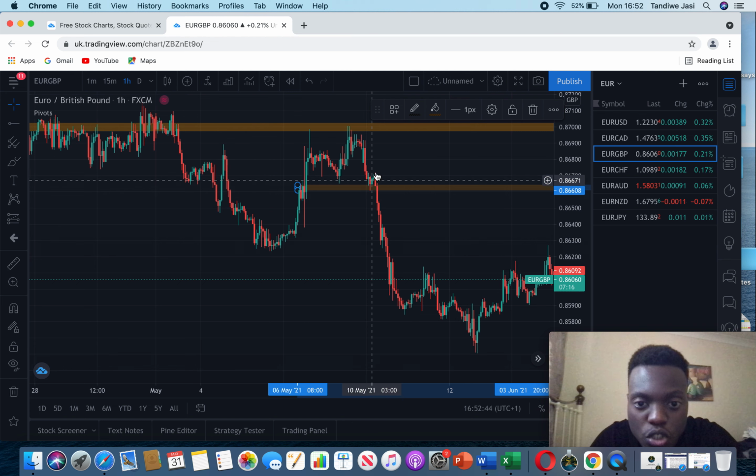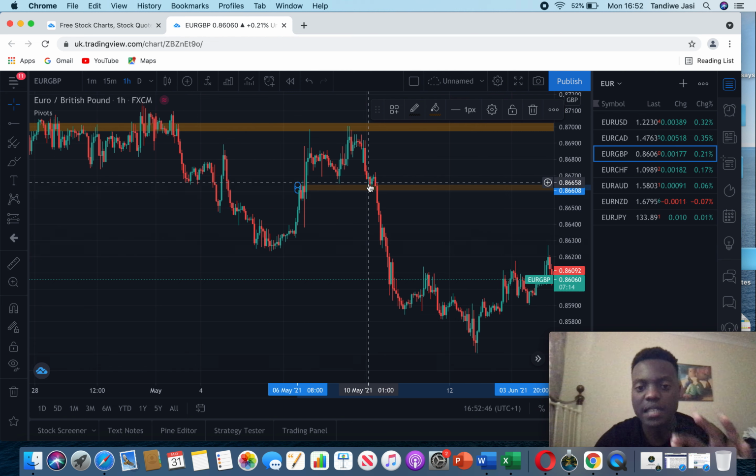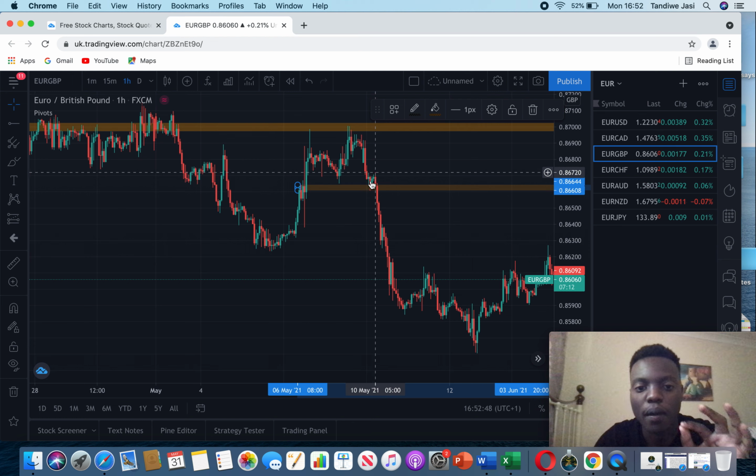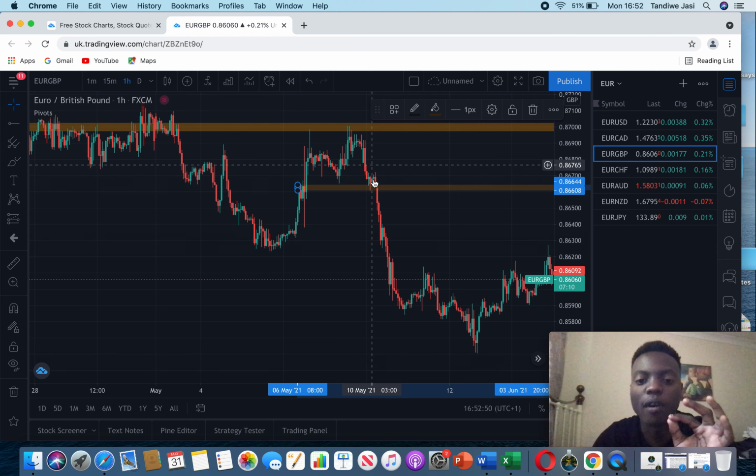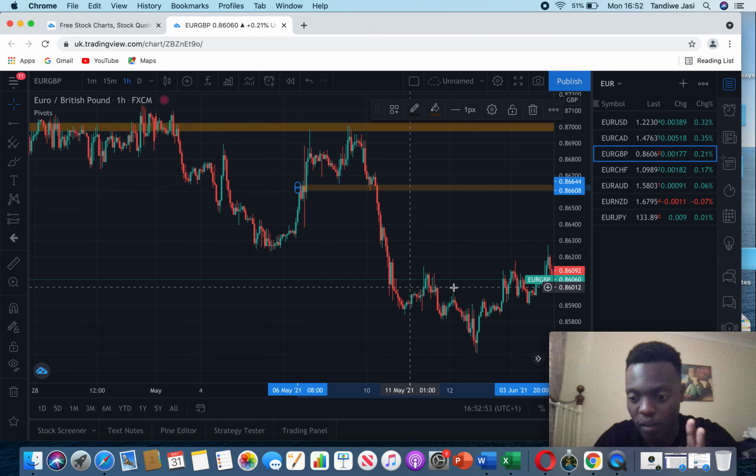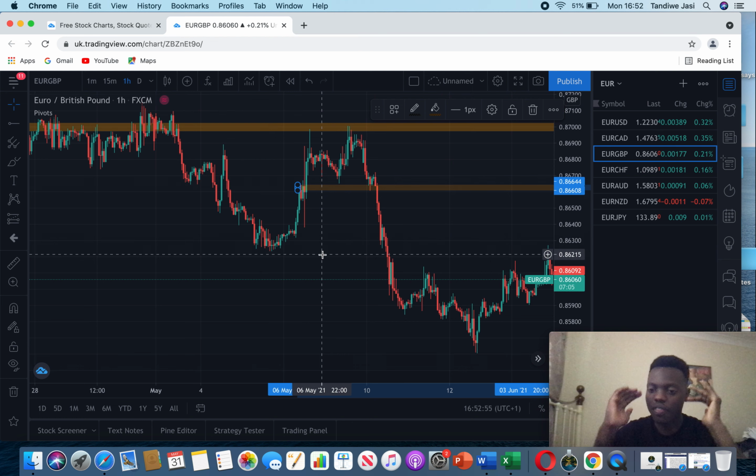Then we had this short, brief sideways move, and then the market extended and went lower. So it's the same concept. This is a very good confirmation for your entries, if you've done your research.